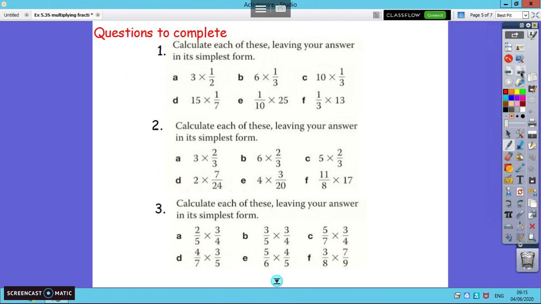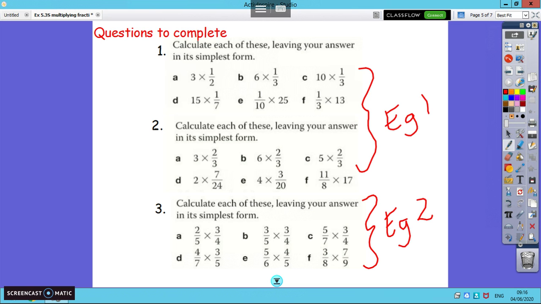Okay? So here are the questions I'd like you to have a go at. Now, questions 1 and 2 are like example 1, and question 3 is like example 2. So you can look back at those examples if you're not sure.